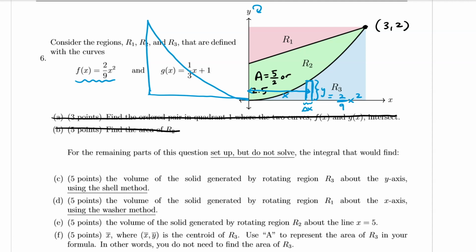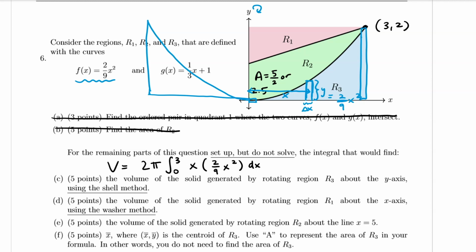So let's go ahead and put all of that together for part C. We're going to have that the volume is equal to, we know when we use the shell method, we have 2 pi times the integral from 0 to 3, because my first shell would start here at 0, and my last shell would end here at x equals 3. So those are our limits of integration.